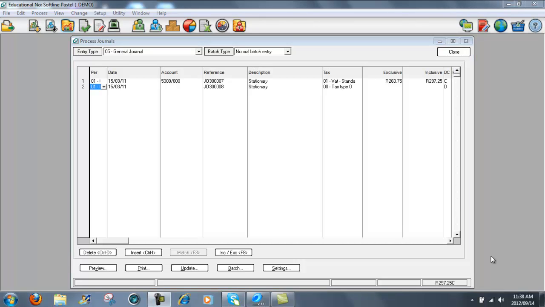Enter. In other words, your members' loan account will be credited by 297.25. Your stationery account will be debited by 260.75, and your tax will also be debited by the tax amount. Now you have to go and update your journal batch.